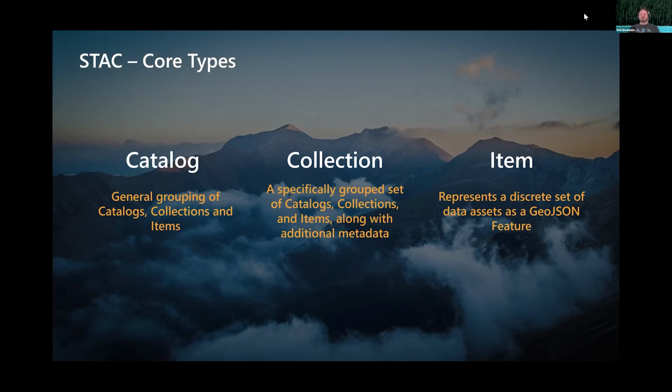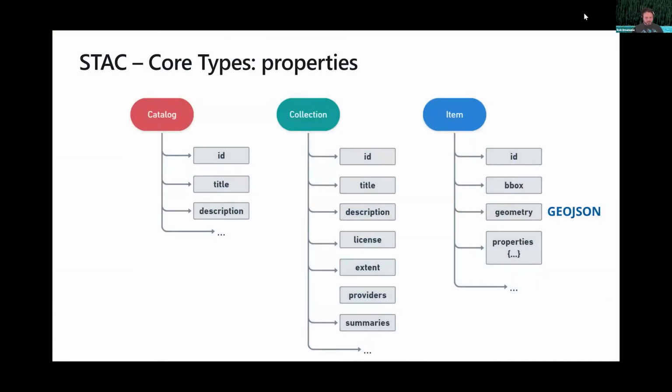And then items are really the GeoJSON feature that represents a discrete set of data assets. So, if I have my cloud optimized GeoTIFFs that all represent bands of a single satellite image capture, those would be assets within an item. So I made a couple of diagrams to try to make this a little more visual.